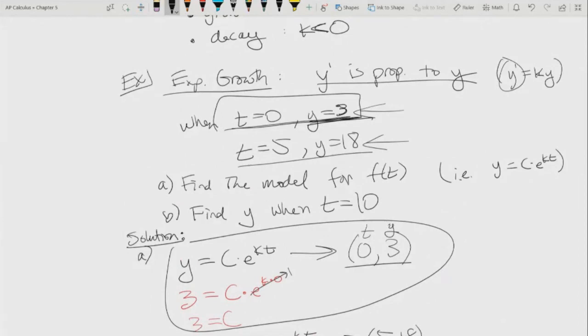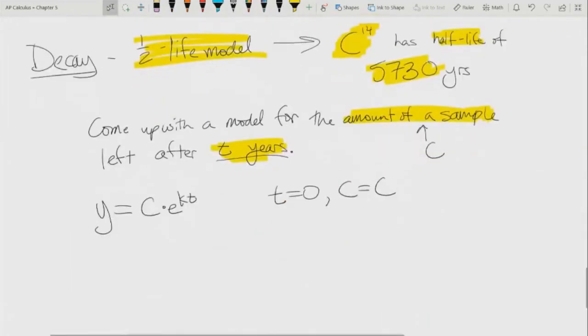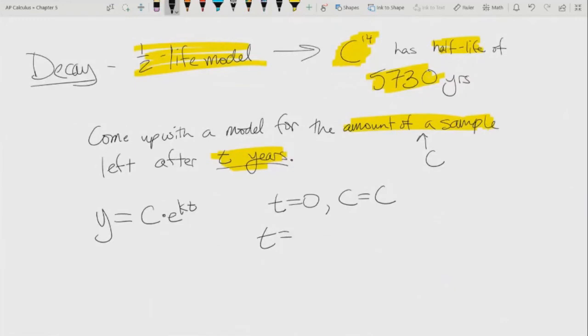So how do we get the second one here? Well, that's pretty easy. We know the half-life. At t equals 0, y equals c. At t equals 5,730 years, what's y going to be equal to? How can we write that? Any idea? Half of c. Half of c. Yeah, we just write it in terms of c.